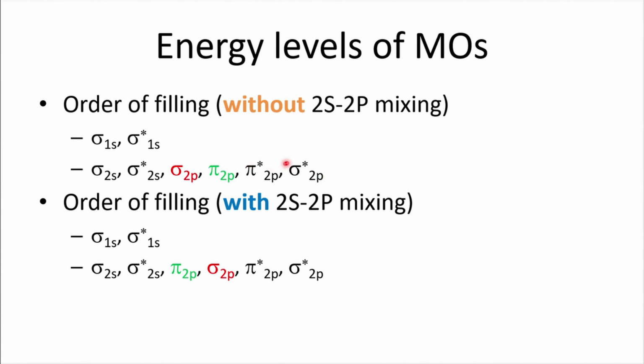So this is the normal order of filling when there is no sp mixing. But when there is sp mixing, the lower 1s orbitals have no change happening here. In the case of the 2s orbital also there is no change happening. So the sigma bonding and antibonding orbitals are lower in energy. The only difference is in the pi orbital and the sigma orbital. The pi 2p orbital has lower energy, whereas the sigma 2p orbital has higher energy. This is the only difference, which is called the sp mixing.